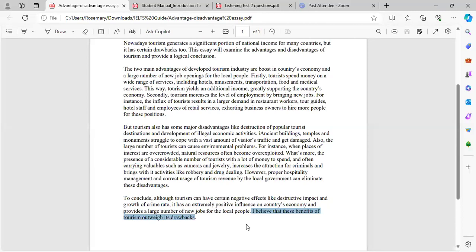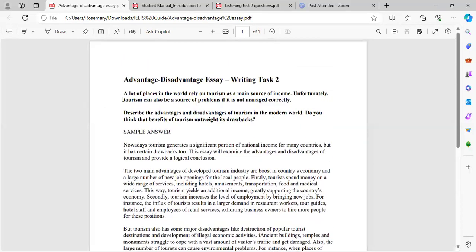See the last sentence: I believe that these benefits of tourism outweigh its drawbacks. So you are concluding writing task 2 by giving your opinion. So all the things mentioned in the question are done here. The advantages are discussed, disadvantages are discussed, and your opinion is also stated here. So that is how writing task 2 works.